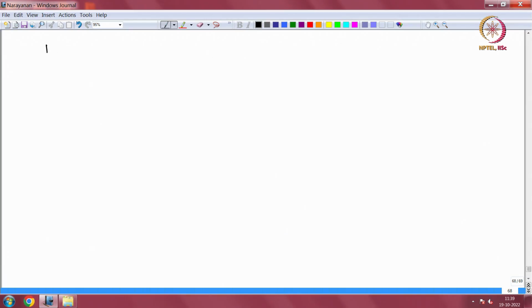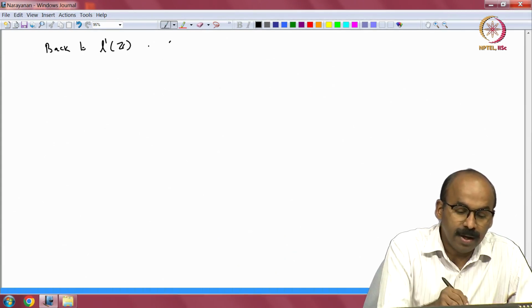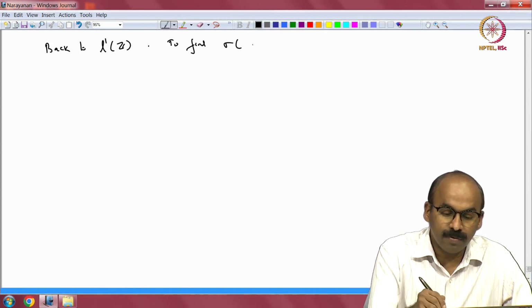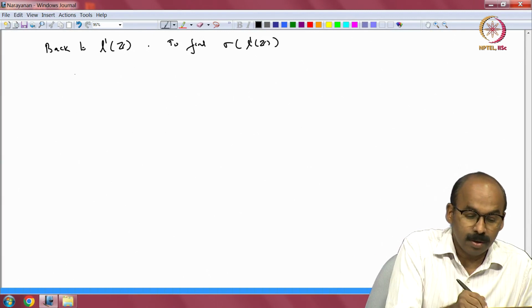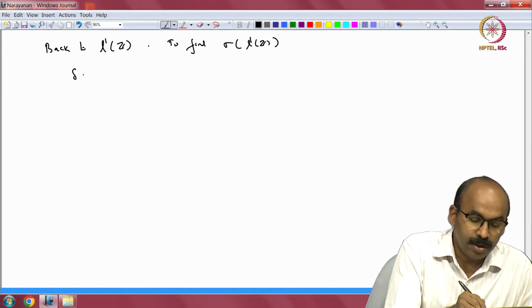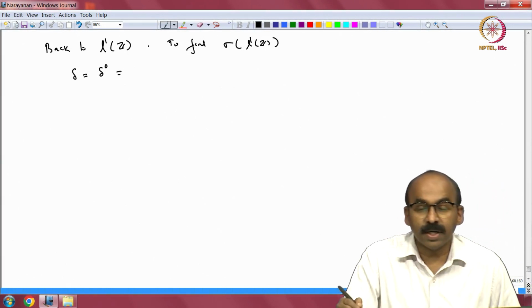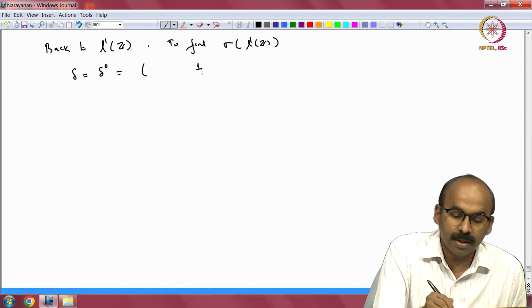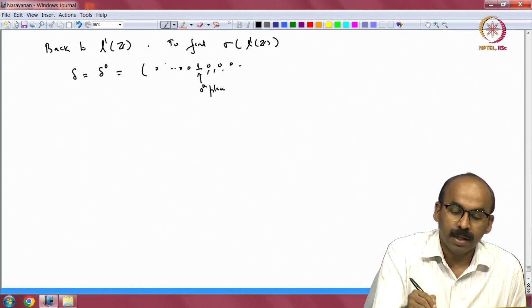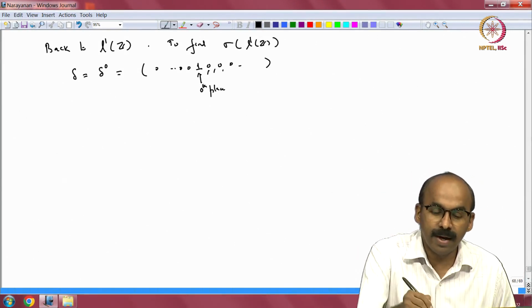Okay. So, let us start. Back to L1 of Z. We want to find its spectrum, right. So, let us recall some of the things we already know. Remember we had delta, which was delta 0. So, L1 of Z consists of all two sided sequences which are summable, right. This was 1 in the 0th place, and then zeros everywhere else, right. So, all the other places it was 0. Okay. So, this was my sequence which was delta, and this was the identity.